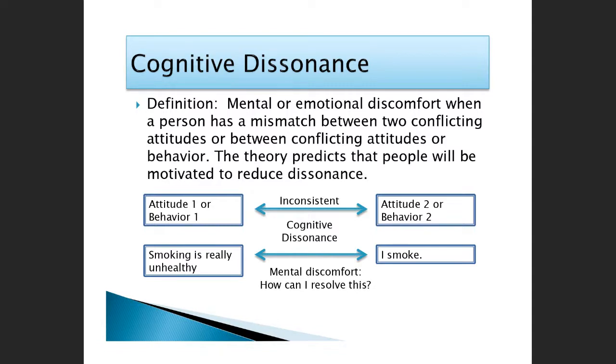As you see in this graphic here, you can have an attitude or a behavior. We just label them one. And if it's inconsistent with an attitude or a second behavior, we feel cognitive dissonance. An example would be the belief that smoking is really unhealthy, but on the other hand, a person smokes. That's inconsistent, and people will accuse us of being hypocrites and so on when we are not consistent in our attitudes and our behaviors, or two conflicting attitudes. So it leads to mental discomfort, and then we are motivated to resolve this.